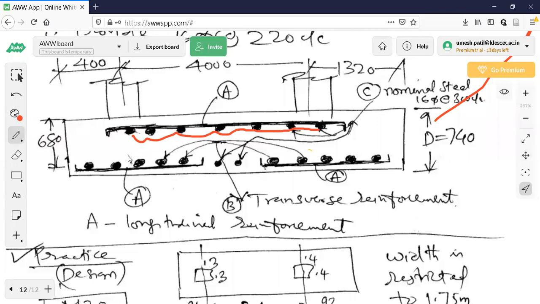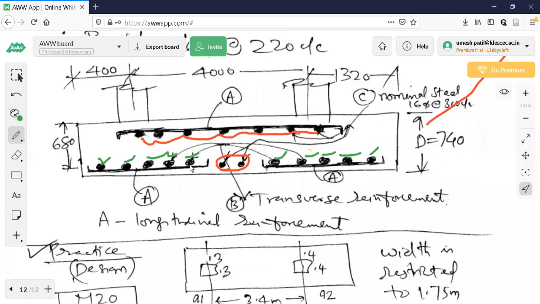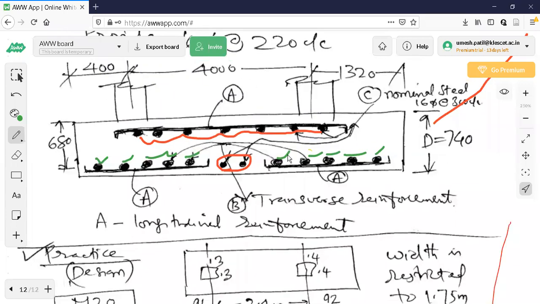All these are actually calculated separately using bending moment across normal. Then minimum steel was calculated. Then accordingly these are provided. So this is a complete diagram actually. If you draw this figure and if you convince the examiner, you will get full marks.